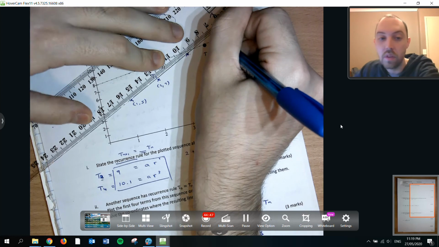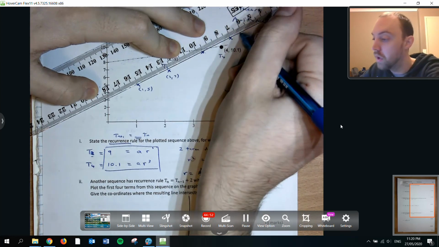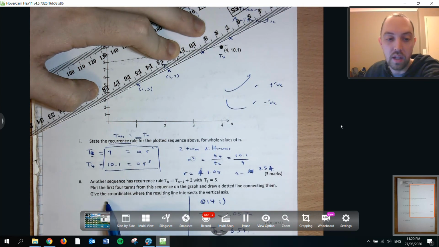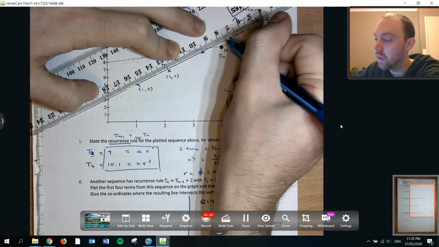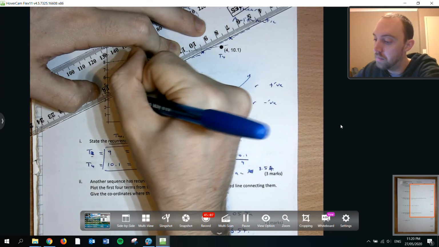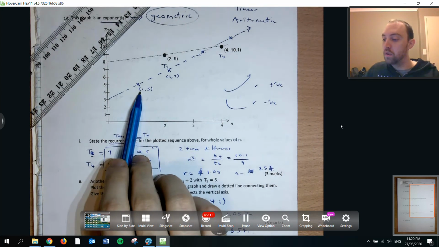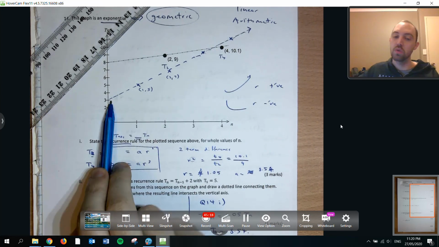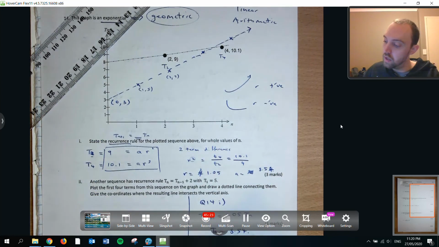Alright. And if I'm going backwards too, and that's a little bit tricky to see, I'll try and turn the page a little bit more. It says draw a dotted line connecting them, and then get the coordinates where the resulting line intersects the vertical axis. So I'm going backwards through here, it's supposed to be dotted line, right? Cool. 2 backwards from term 1. If I'm adding 2 going up, then I'm taking 2 going down. This is coordinates 0, 3.